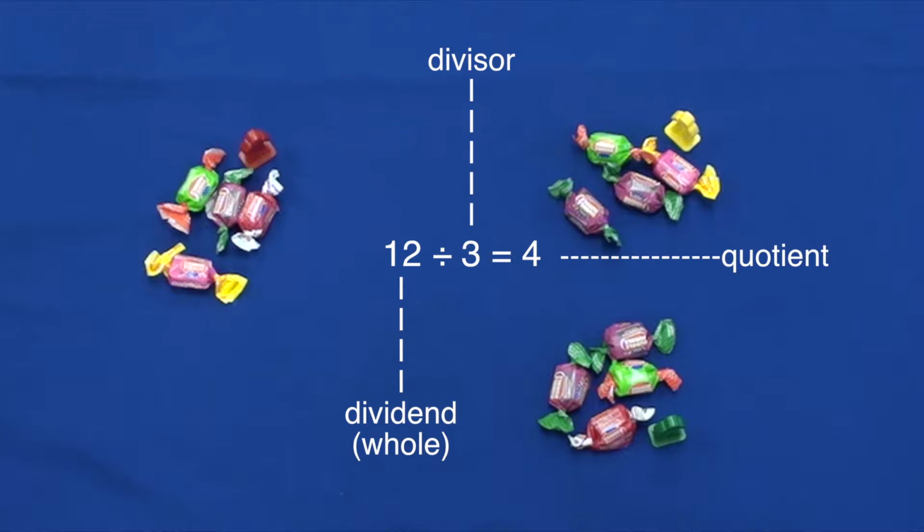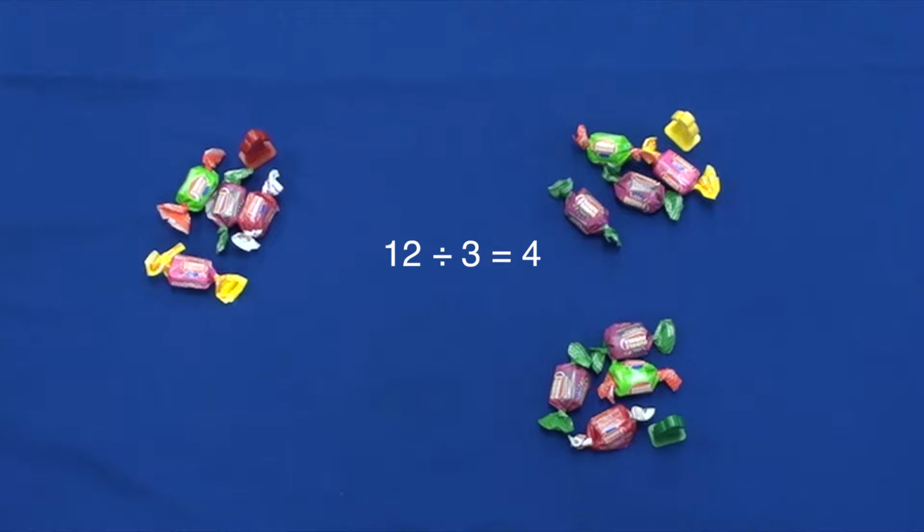Since multiplication is related to division, we can check our answer by flipping our whole with the quotient and changing our symbol to multiplication. We could write this problem as 4 times 3, or 3 times 4, equals 12. Our answer is correct.